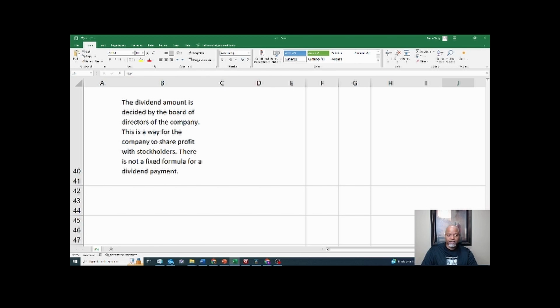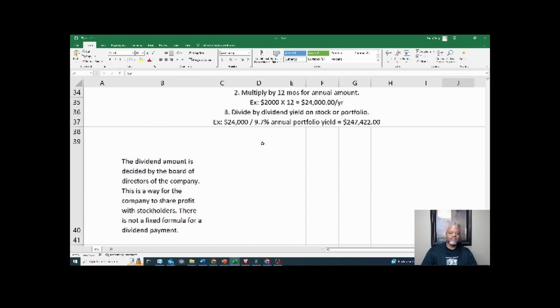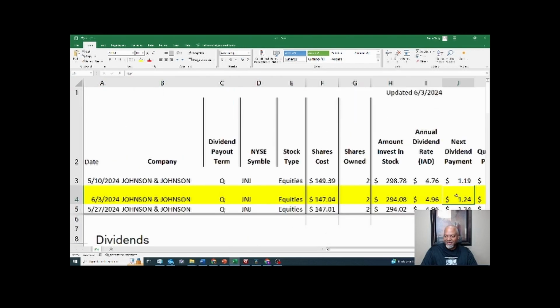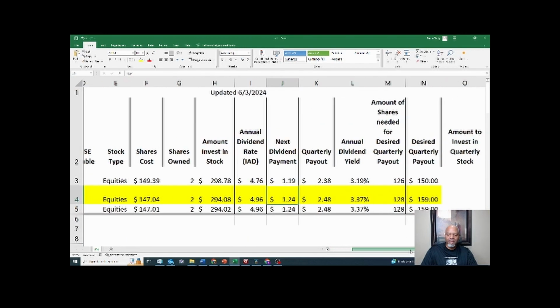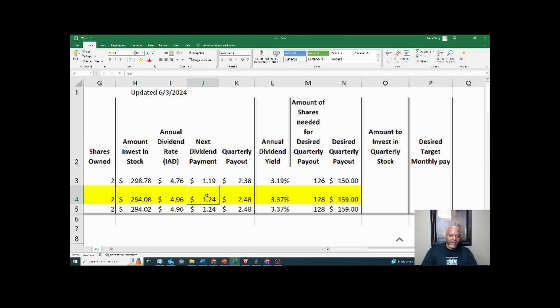This is a way for the company to share profit with stockholders, meaning the people who own stock or equity in the company. There is not a fixed formula for a dividend payment. So this right here is calculated by the board of the company. So there's no formula here. It's basically, once you hear it, this is what you should view.